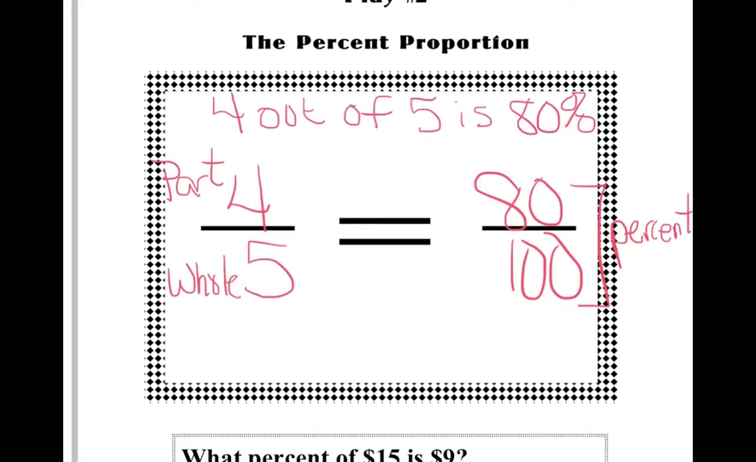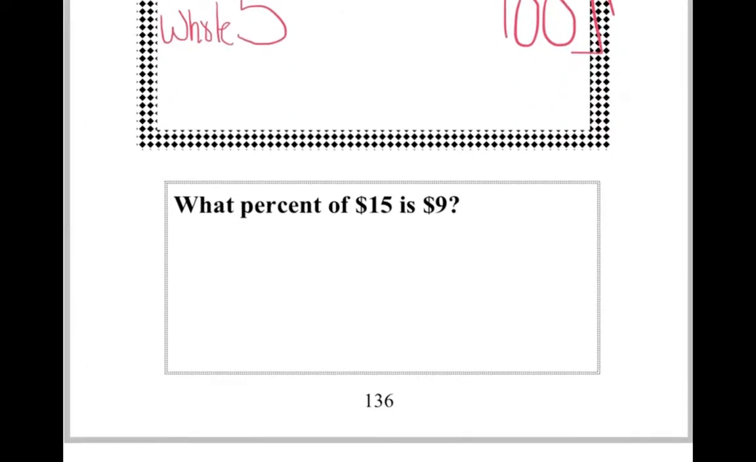And we solve different problems using this. We have percent proportion problems where we're given 2 out of the 3 pieces of information. We're either given the part and the whole and no percent, or the part and the percent and no whole, or the percent and the whole and no part. And we have to solve them in different ways. Okay, so for example, let's look here.